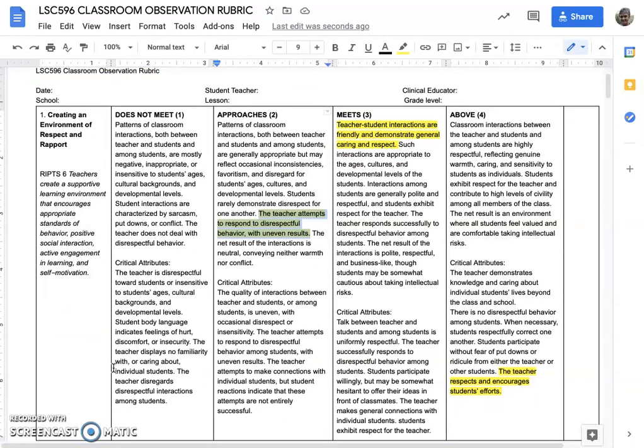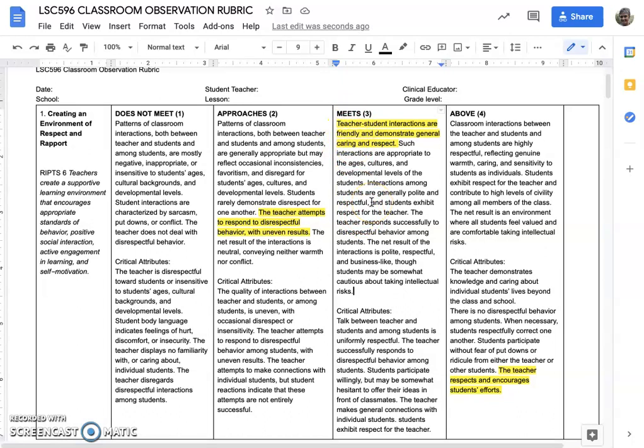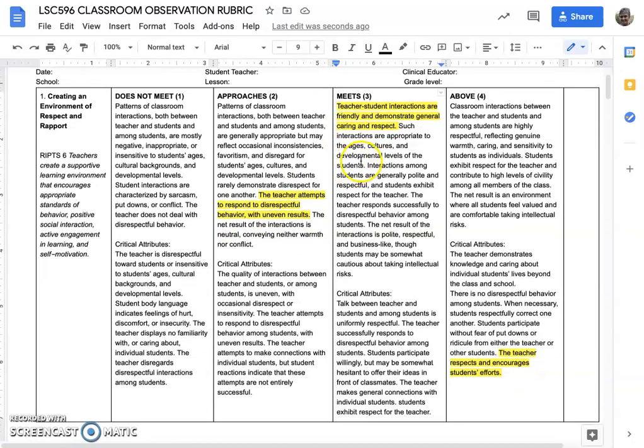So just to be clear though, at the end of student teaching, our goal is that you meet each of these categories. You meet the standard, you're competent in them. If you hit above, that's wonderful. If there's a few things in approaches, you just have to realize that that's something that you might want some professional development on, or reflect on, or somehow strengthen. But our goal is meets, 3.